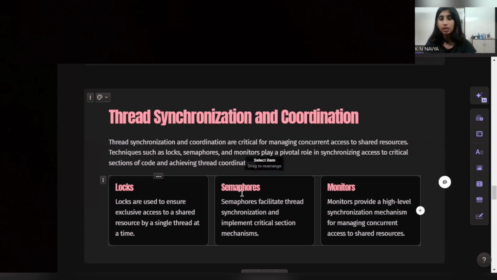Let's see about these three. Locks are used to ensure exclusive access to a shared memory resource by a single thread at a time. Meanwhile, a semaphore facilitates thread synchronization and implements the critical section mechanism. Monitor provides a high-level synchronization mechanism for managing concurrent access to shared resources.